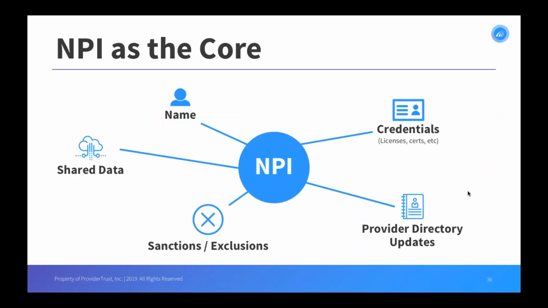So our philosophy before getting into the case study is that NPI is the core of everything. If you can map in various names, right, because people's names change, all current and former names of any providers, credentials, any licenses ever that have been associated with that person who has that NPI, right? So regardless of what states or what disciplines, any sort of provider directory updates, sanctions and exclusions, and then shared data, which again is not the purpose of today's call.